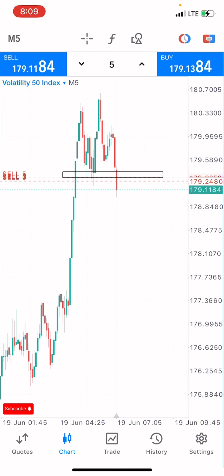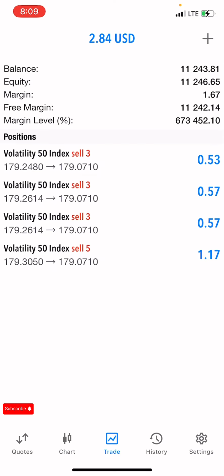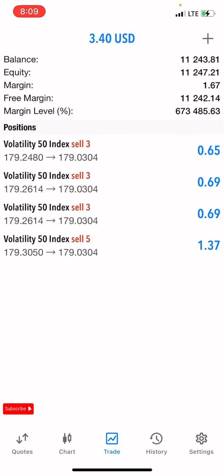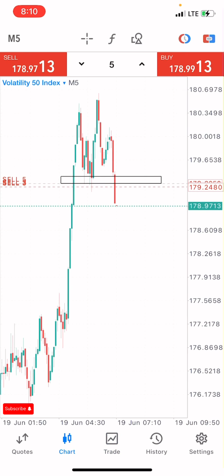Most of you have challenges identifying where your stop loss levels and take profit levels should be. I took a trade on V for 15 days. This is a demo account, so I'll be showing you guys how to place your stop loss levels and where to place your take profit levels.